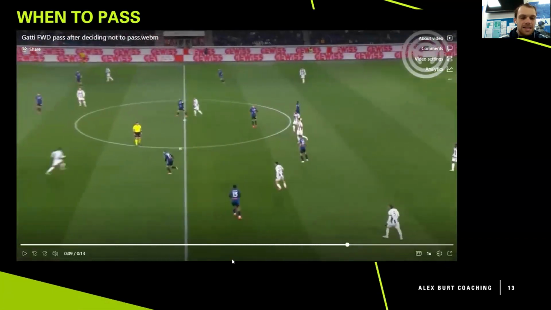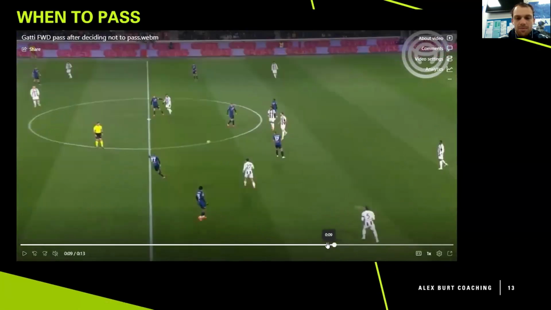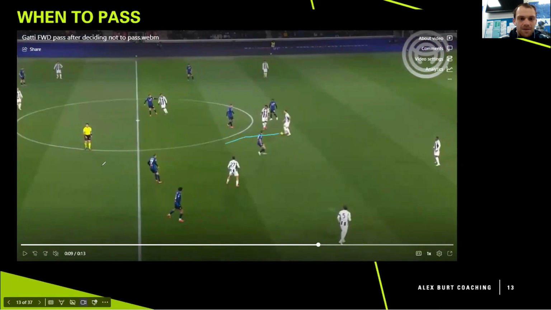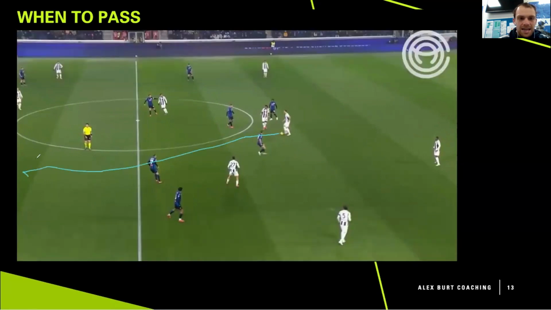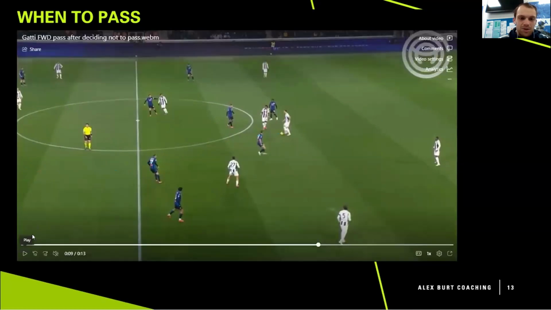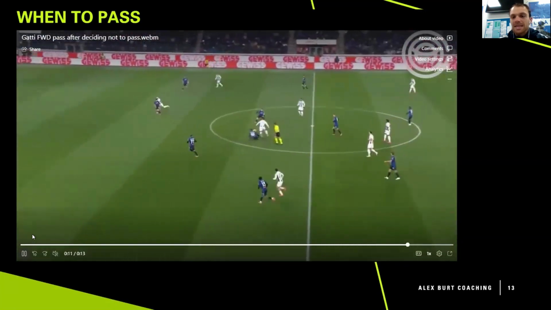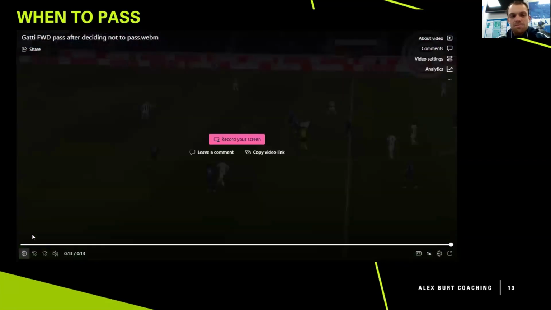And now you can see that after staying on the ball a little bit longer, he sees a clear passing pathway into the oncoming defender here. And you can see there's a clear line without the risk of interception. And this was a successful pass because he chose to pass in the right moment and not make a pass that was unlikely to be successful.